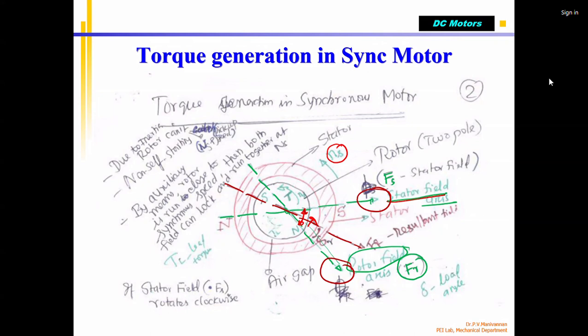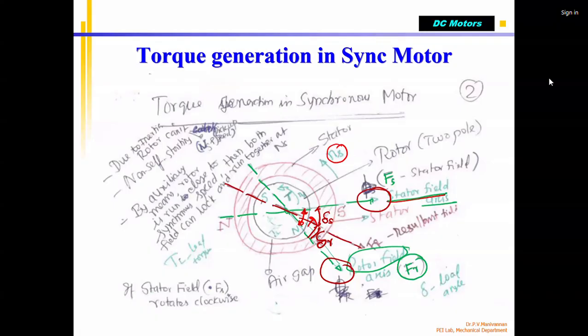Okay. Now, the angle between the resultant magnetic field and the rotor magnetic field is called delta R. Correct? This angle. Similarly, the angle between the stator magnetic field and the resultant is called delta S. Correct? They are called delta R and delta S. The total angle is called phi.